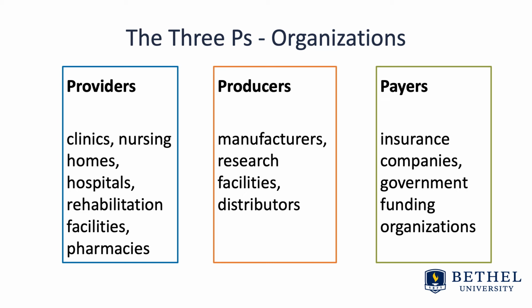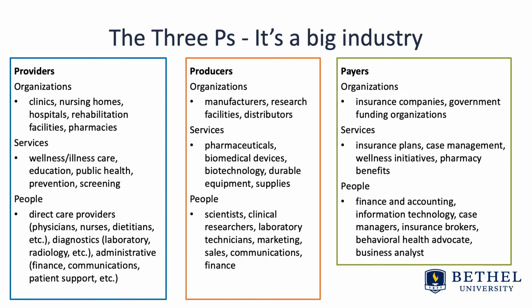Let's look a little bit closer at the 3 Ps, the producers, the payers, and the providers. We will talk a lot about the 3 Ps throughout this course. First, let's take a look at some of the examples of the organizations in each of these sectors. This is a busy slide, but it shows the big picture of what we are discussing today. Let's break it down by the categories. We just looked at some examples of various organizations in each sector. We can also look at some of the services and people working within each of the categories.